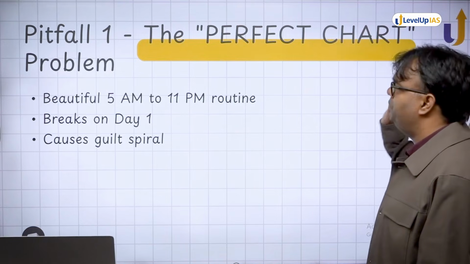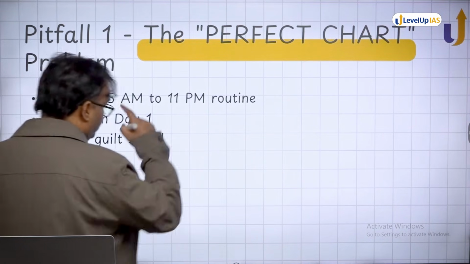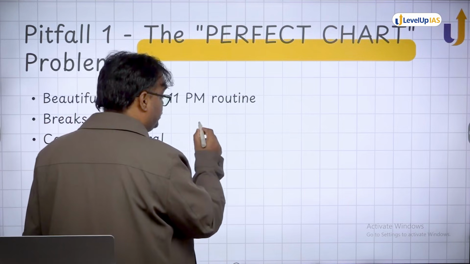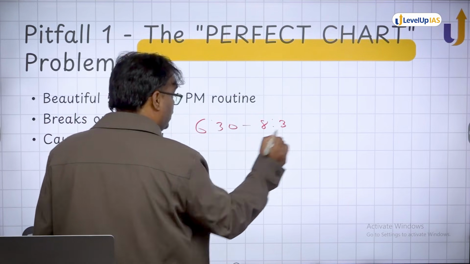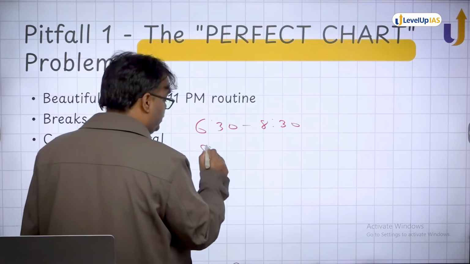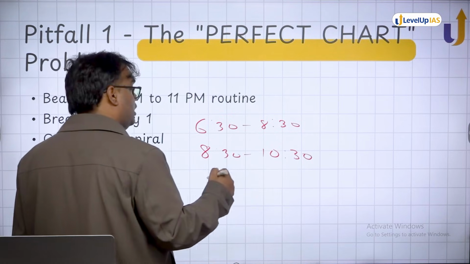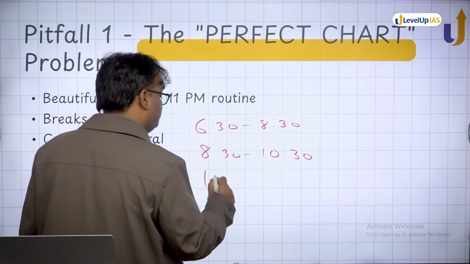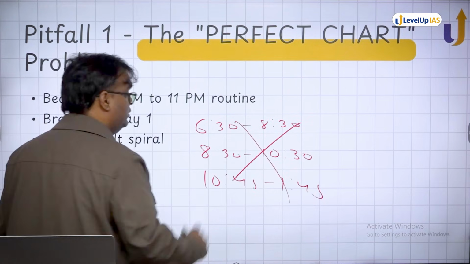अब आते हैं what are the things that have to be avoided. तो एक होता है perfect chart problem. Perfect chart problem is, यार, sometimes I see students making this kind of schedule. I'll get up at 6 in the morning, then from 6:30 to 8:30 I will study. Then I'll take a breakfast break, and then from 8:30 to 10:30 I'll study. Then I'll take 15 minutes का break. Then from 10:45 to 1:45 I'll study. या ये सब नहीं होता है.